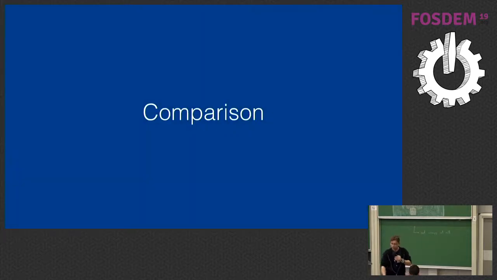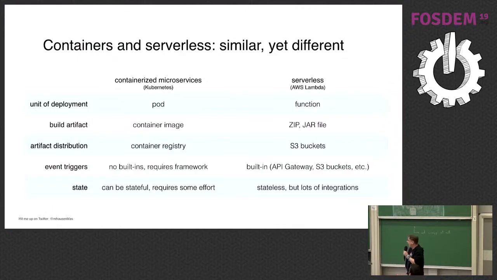All right, have a look at the comparison. How do they compare? Actually, they're quite similar. In certain things, they're different. But if you look, you have unit of deployment, pod and function. You have some artifacts you need to put somewhere, so container image in the case of Kubernetes, a zip file in case of Lambda, put them into a registry, into an S3 bucket. The biggest difference in terms of event triggers is that vanilla Kubernetes doesn't really have this notion of events, though it's not entirely true with Knative now. In Lambda, and in pretty much all the public cloud offerings that offer functions as a service, they are built in. State, you can have state, stateful sets and other things, custom resources.